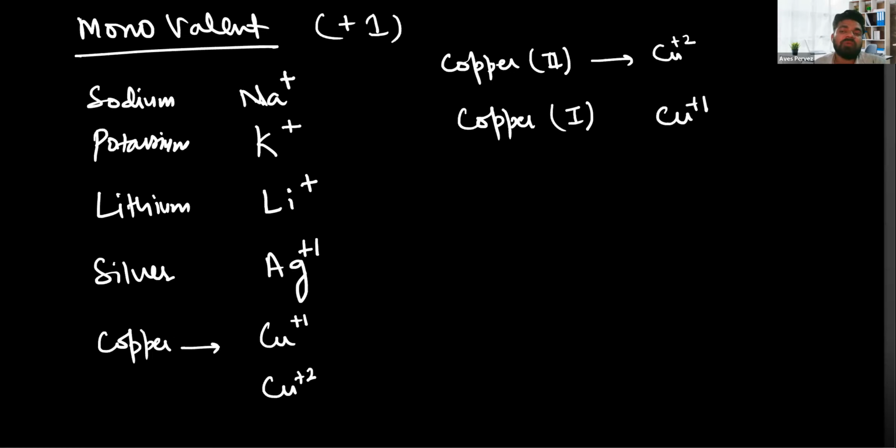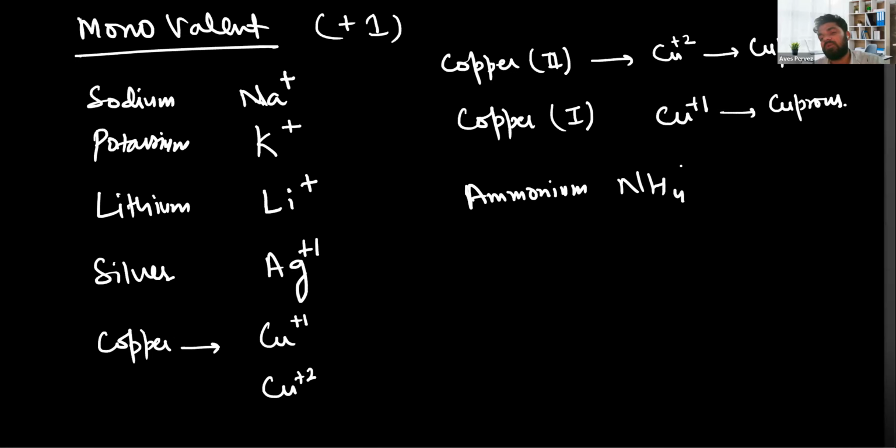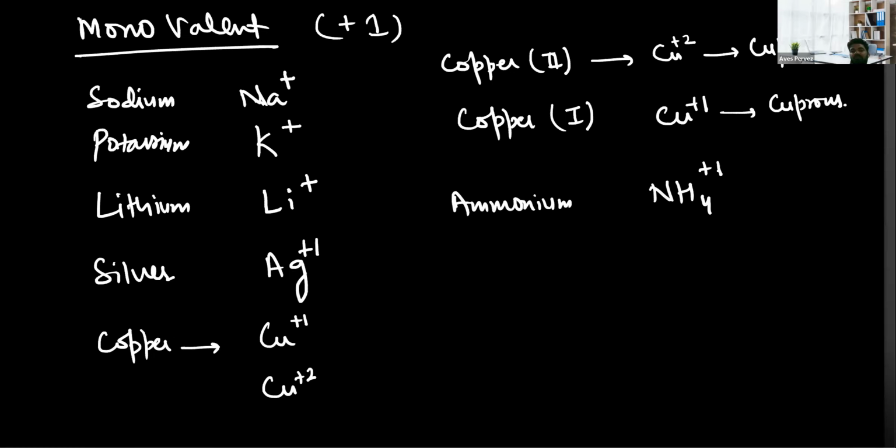When copper has valency 2, its name is cupric. And when it has plus 1 valency, its name is cuprous. Understood? Then ammonium ion. Ammonium ion is NH4 positive 1. The name of the ion is ammonium, NH4, and its valency is positive 1. You understood? And hydrogen also has its valency as positive 1.